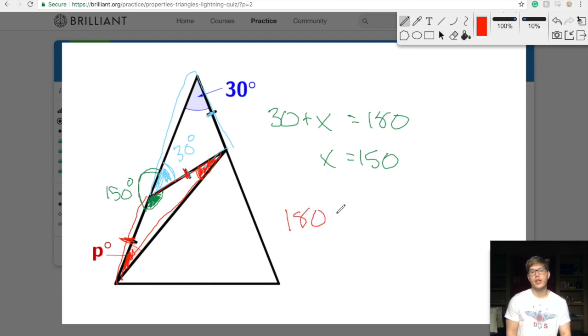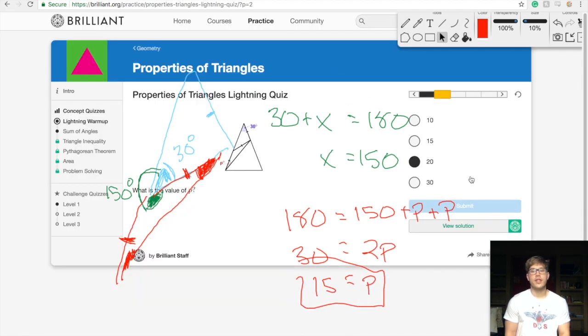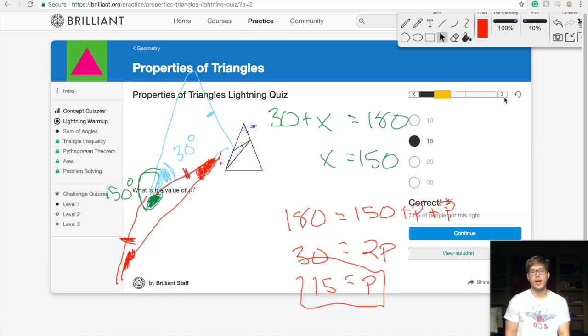So we have 180 equals our green, our 150, plus our p here, and then this angle is equivalent to p. So let's just add another p. We simplify to solve. We can subtract 150 from both sides, and we're left with 30 equals 2p. And then we divide by 2, and we get 15 is equivalent to p. So p equals 15. Awesome.